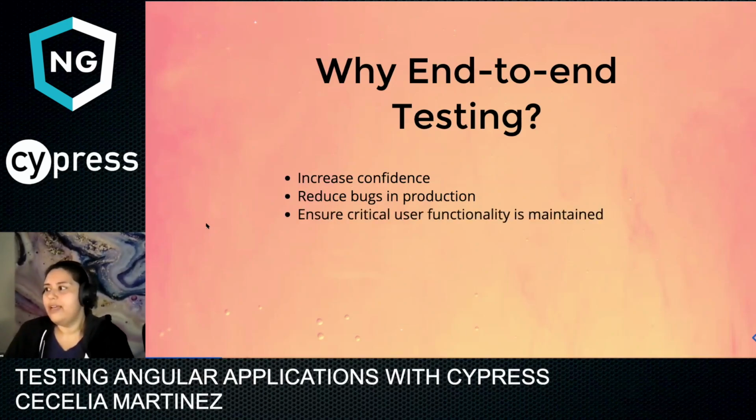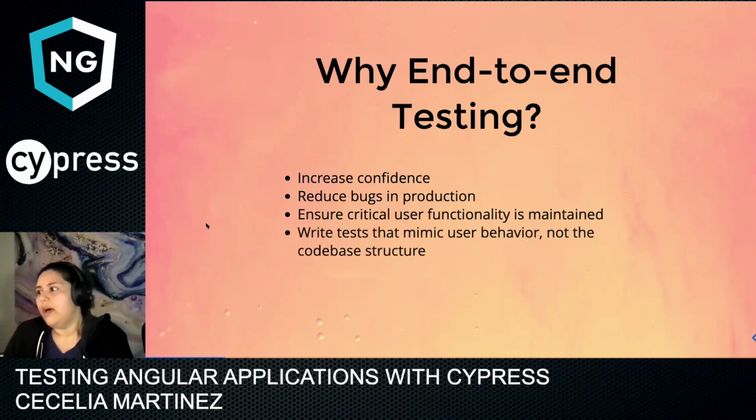Specifically on top of that, you can ensure critical user functionality is maintained, aka you don't roll out any breaking changes or cause any regression. You can also write tests that mimic your user behavior, not the code-based structure. With unit testing, the tests are very tightly coupled to the application structure. However, the application structure doesn't always accurately reflect what the user is doing with your application.